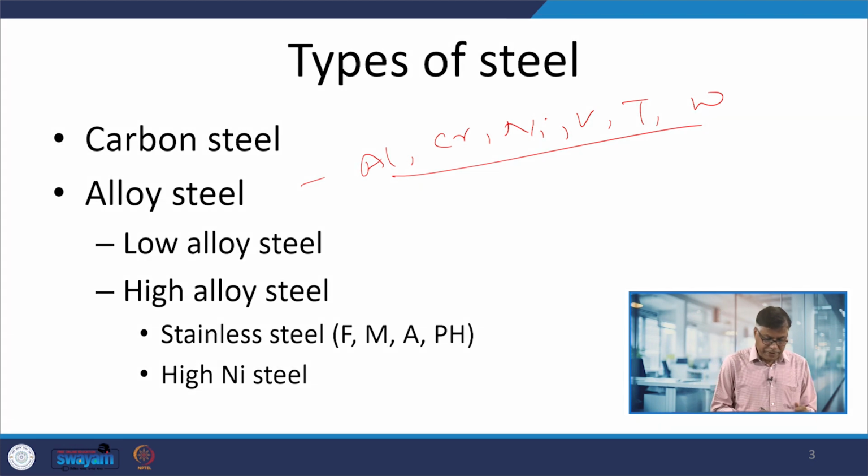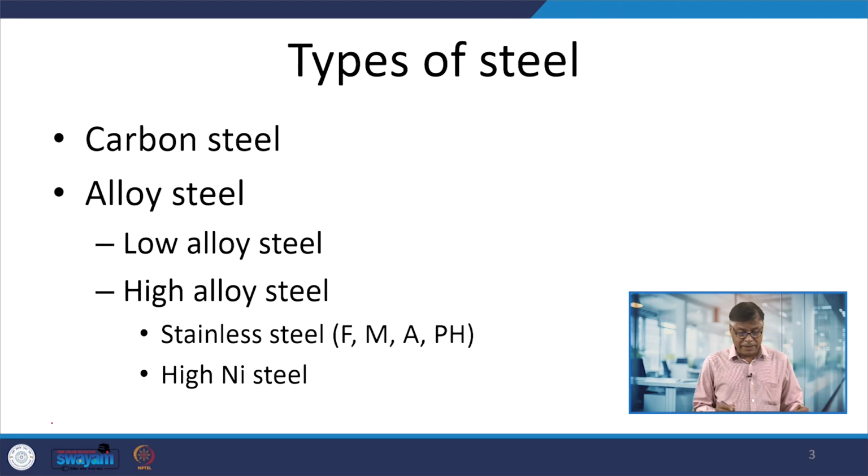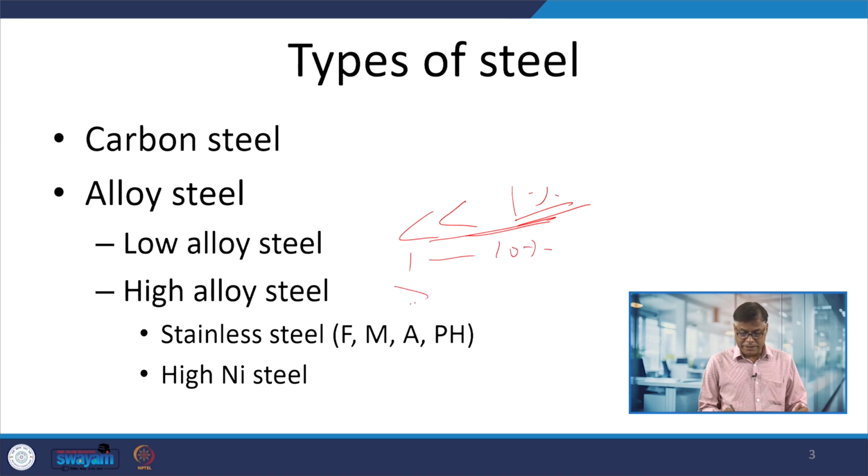So, depending upon the amount of the alloying elements which are being added, if the alloying element added is less than 1%, then we call it low alloy steel. If it is, say, 1 to 10%, then it is medium alloy steel, and for high alloy steels the alloying content is greater than 10%.